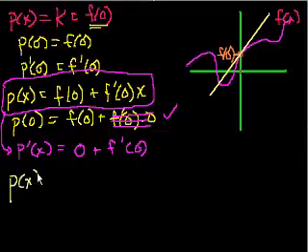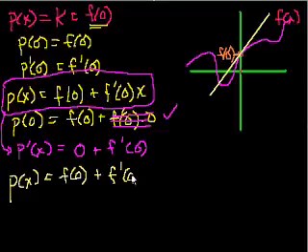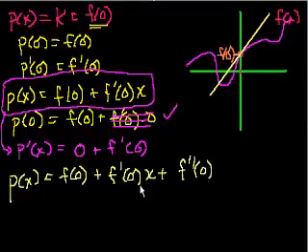P of x, the first terms are going to be the same. We're going to be f of 0. Remember, this is just a constant term. Plus f prime of 0, the first derivative at 0, the slope at 0, times x, plus f prime prime, the second derivative of the function at 0, times x squared over 2.